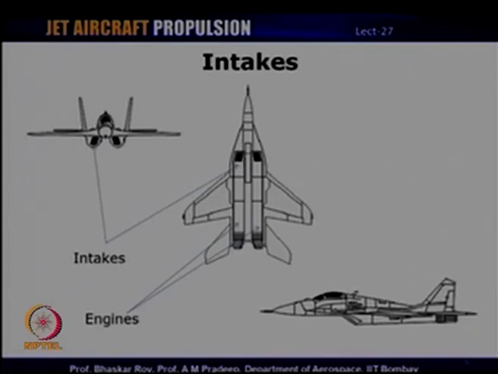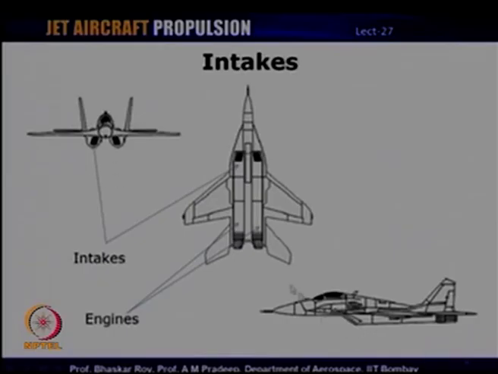But whatever be the inlet geometry, at the engine face, at the compressor inlet, the geometry has to be transitioned into a circular geometry, because the compressor requires a circular duct, and therefore, the inlet geometry is eventually converted to a circular geometry before it enters the engine face.